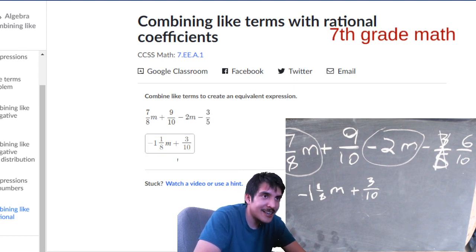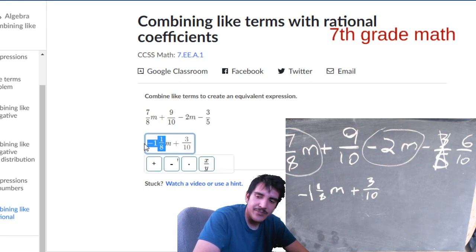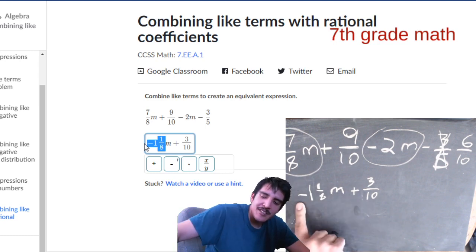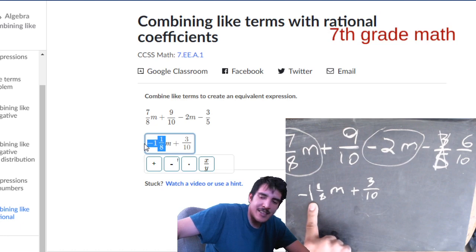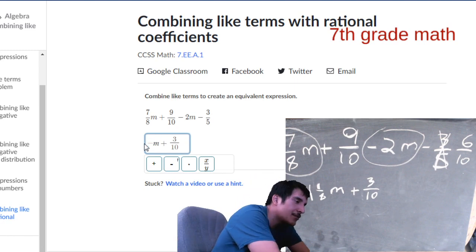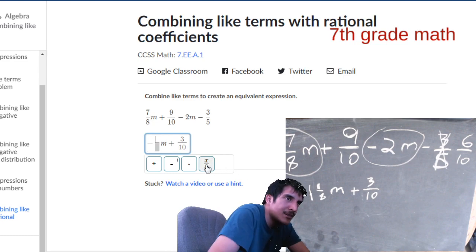So let us check. Not quite. Hold on. Let's see if I did anything wrong. Okay, the only thing that I think could have possibly been wrong, I don't think this is the wrong answer, by the way, is this: what's 1 and 1/8 in improper fraction form? That is 9/8. If you have one whole and 1/8, that's 9/8. So I'm gonna try negative 9/8.